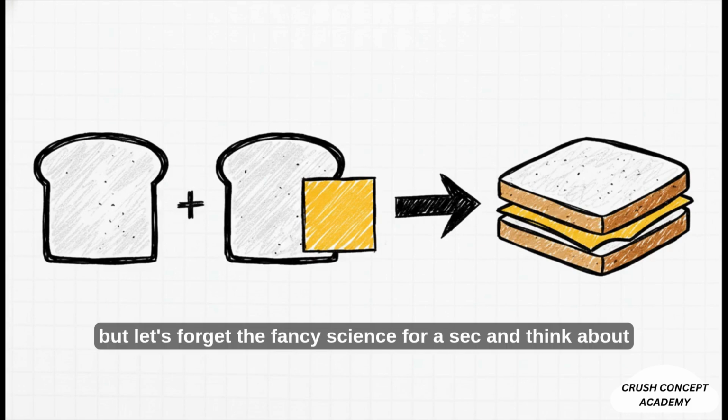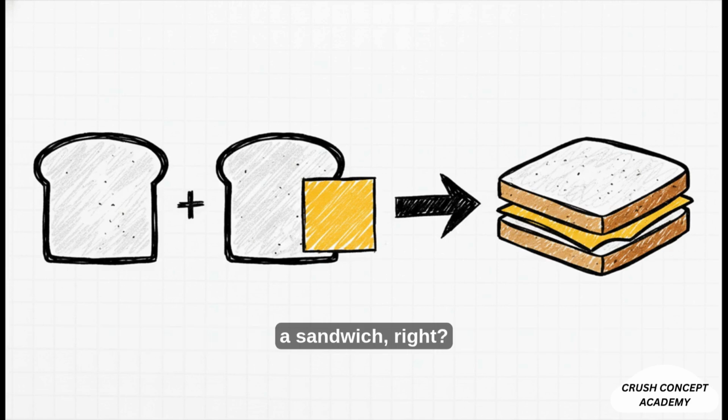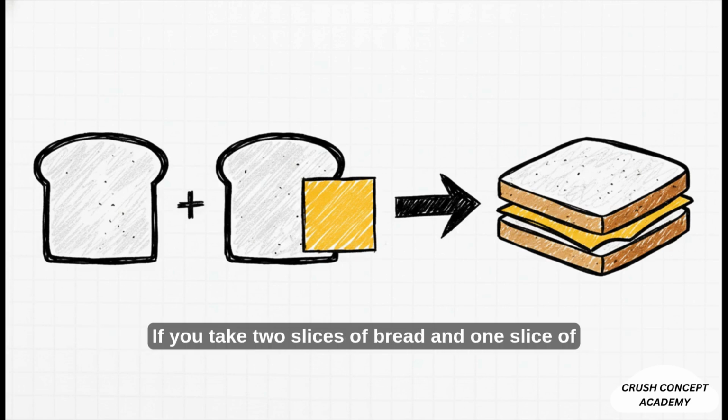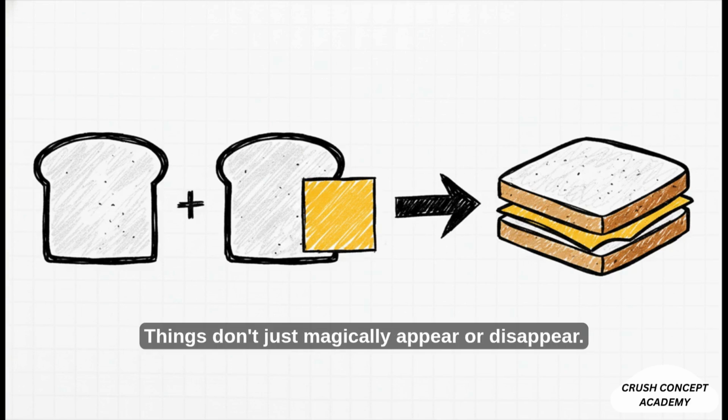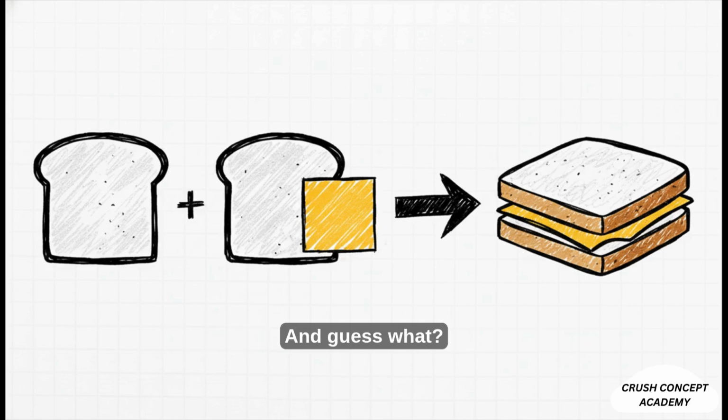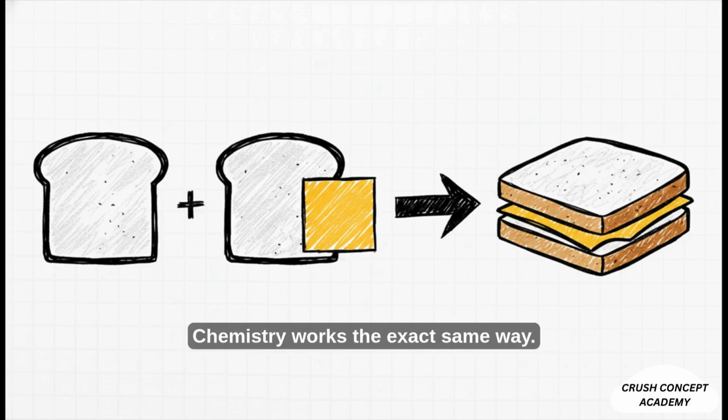But let's forget the fancy science for a sec and think about a sandwich, right? If you take 2 slices of bread and 1 slice of cheese to make a sandwich, what do you get out? A sandwich with 2 slices of bread and 1 slice of cheese. Things don't just magically appear or disappear. And guess what? Chemistry works the exact same way.